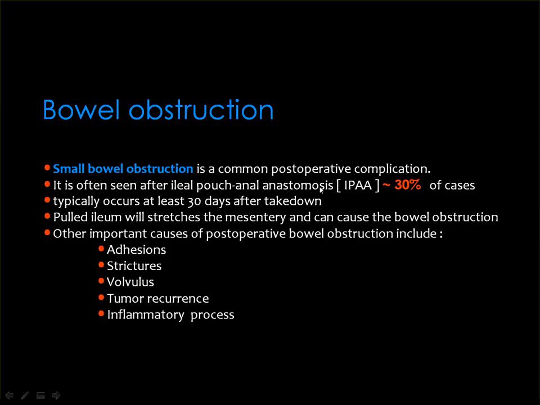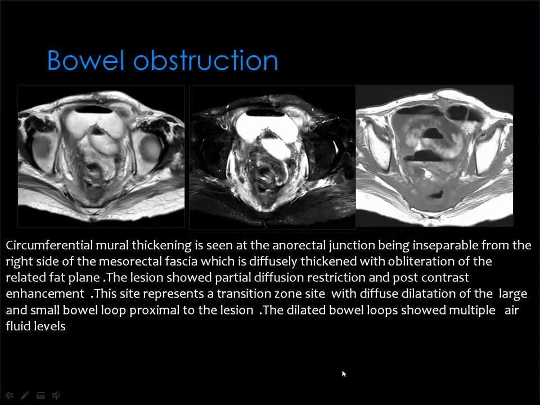Small bowel obstruction is a common post-operative complication and can be seen in about 30% of the cases performing an ileal pouch anal anastomosis. This is also a frequent complication. It typically occurs about 30 days after the procedure, and the explanation is that the pulled ileum will stretch the mesentery and can cause bowel obstruction. Other causes include adhesion, stricture, volvulus, tumor recurrence, and inflammatory process.